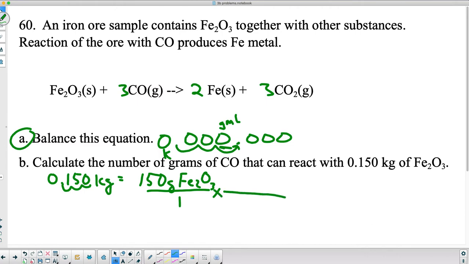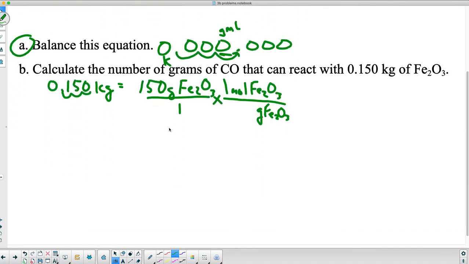Now, this is a mass-to-mass problem, so my first step is to change from grams of Fe2O3 to moles of Fe2O3, like this, which means that there's some amount of grams I'm going to need. So we'll have to do that. I need a little bit more room here.